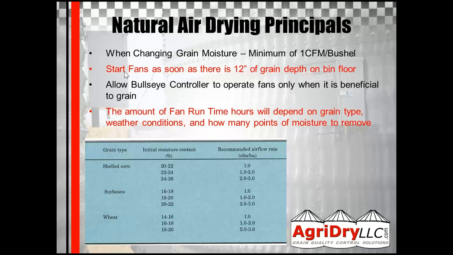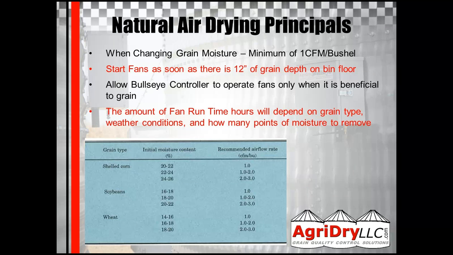Allow the controller to overtake and control the fans when it's beneficial for the grain. Making sure that we don't run when it's too dry conditions and shrink the grain on the bottom. We don't want to do that, obviously, and run when it's really, really high moisture days, really high humidity days, where you're not really changing the moisture, or maybe even add moisture back to it, which you don't want to do. So that's the whole key with the BULLSEYE controller too, is to make it more efficient to run at the proper times of the day when it's beneficial for the grain.